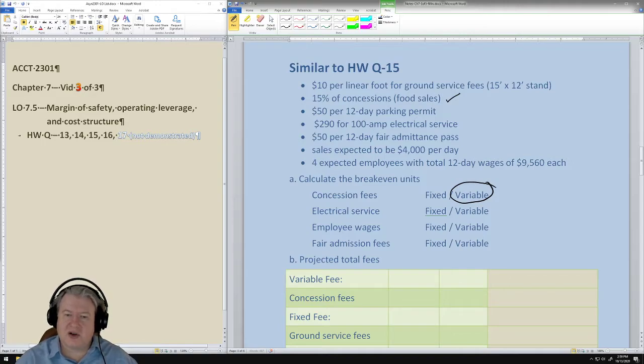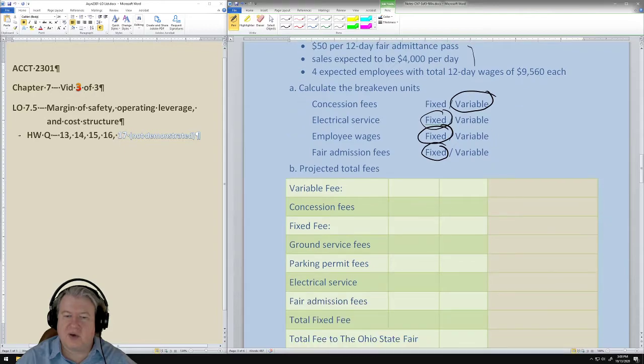So does the electrical service change? Well, the actual usage might change, but the fee does not change. So here we would see, okay, that stays the same. Employee wages. For employees with total 12-day wages of 95.6, it doesn't look like it changes by how much food they sell, which I don't know, is that good or bad? Fair admission fees. Okay, well, that's $50 per day. So this is fixed. And you can go through the whole list. And in fact, we come out that all of them are fixed except for the concession fees.